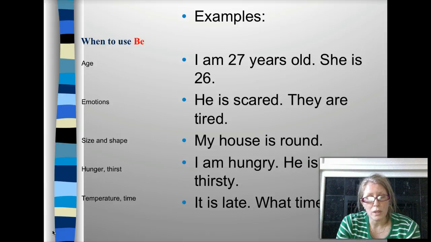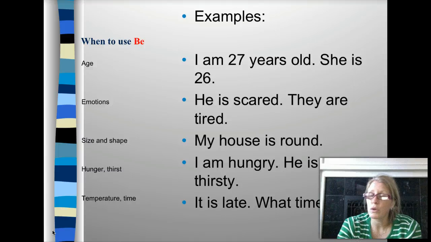But for temperature and time, we also use the verb to be. So it is late, or what time is it? Or you could also say things like it is cold, it is hot. Or even if you're talking about yourself, you could say I am cold.